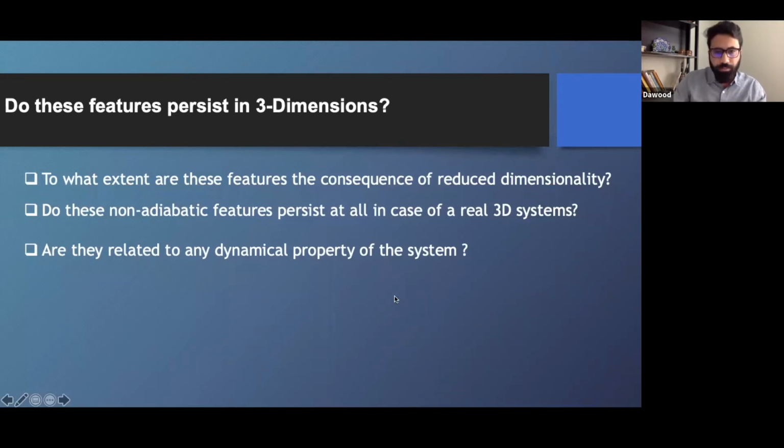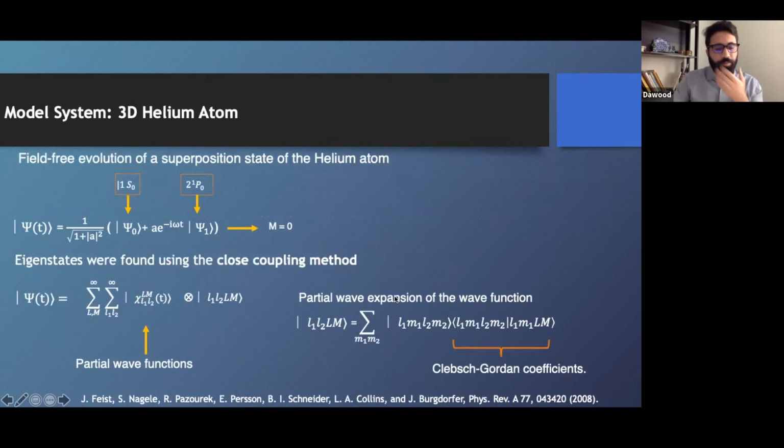structures? So to do that, the system we study here is a three-dimensional analog of the one-dimensional case that we considered previously, which is a 3D helium atom. And so we again consider its field-free superposition, which may be reached by applying some field that's turned off after some time.